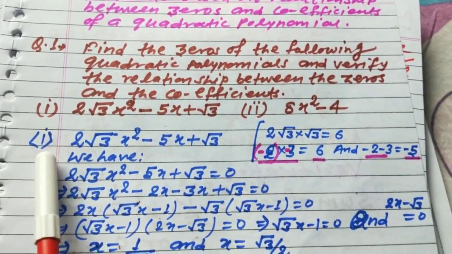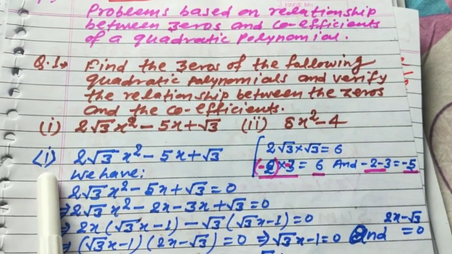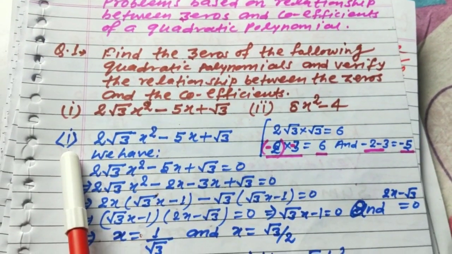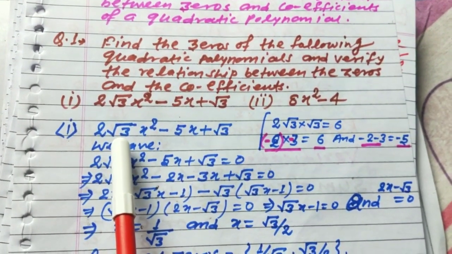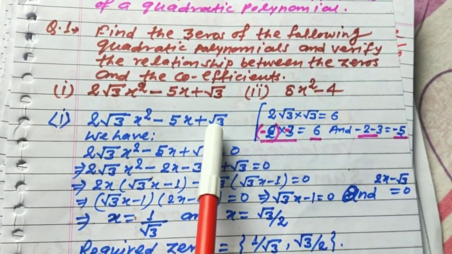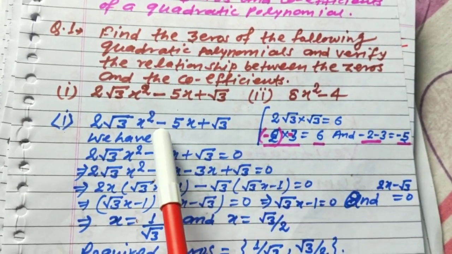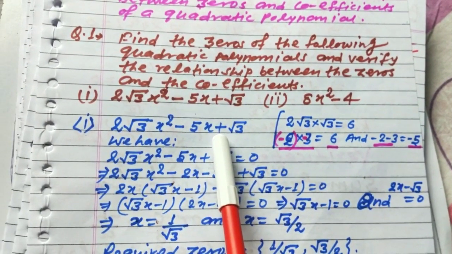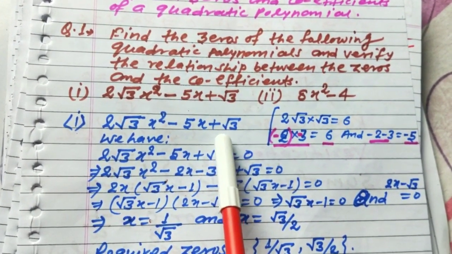So let us solve the first one. Your polynomial is 2√3x² - 5x + √3. We have to find its zeros, so we have to factorize it.